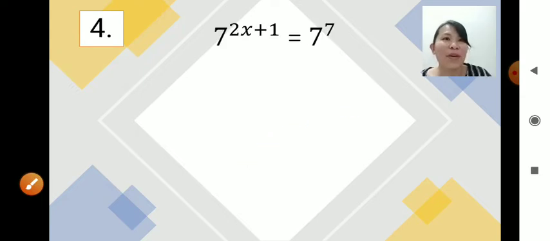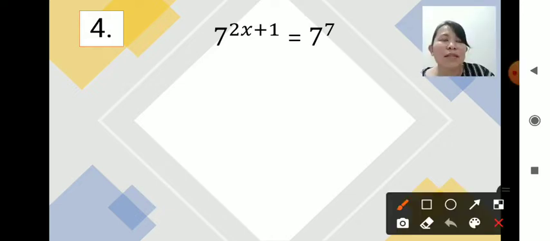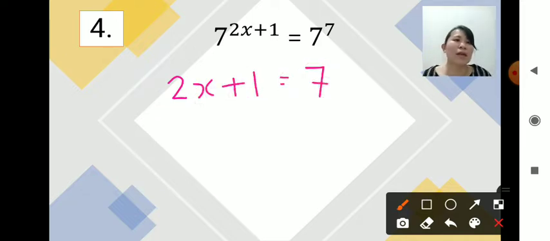Question number 4. 7 to the power of 2x plus 1 is equal to 7 to the power of 7. So we can say, since they have the same base, so 2x plus 1 must be equal to 7. Okay, all right.